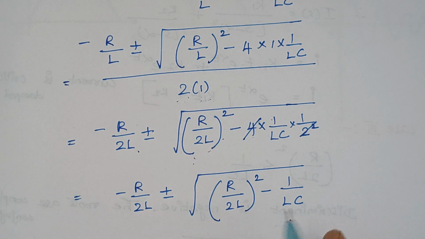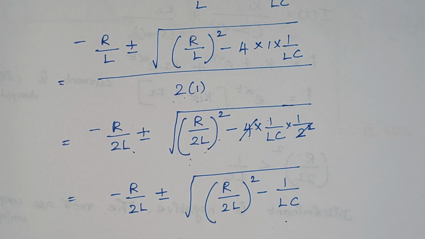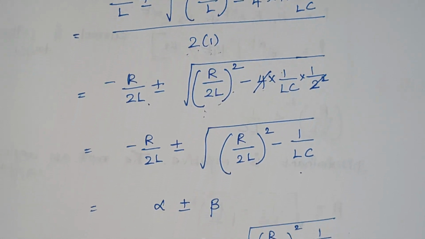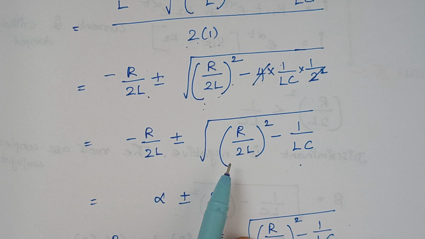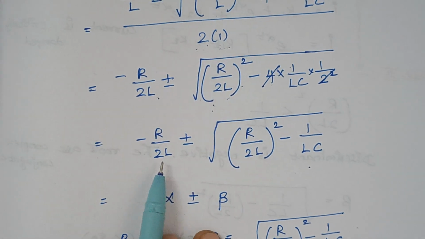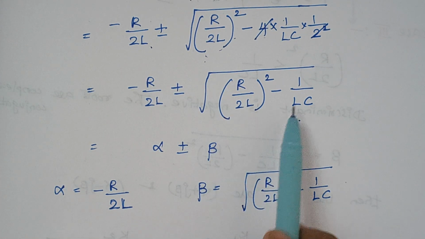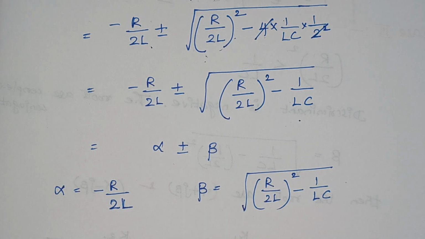Right. So here, since we are having a big derivation, that is a big part of the expression, I am simply writing it as alpha plus or minus beta. So here the value of alpha is minus r by 2l, and the value of beta is this entire expression, which is represented as beta.